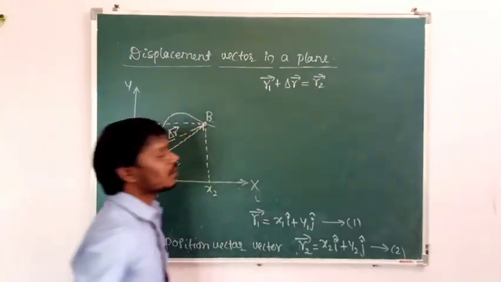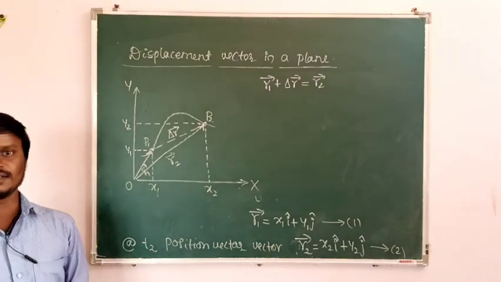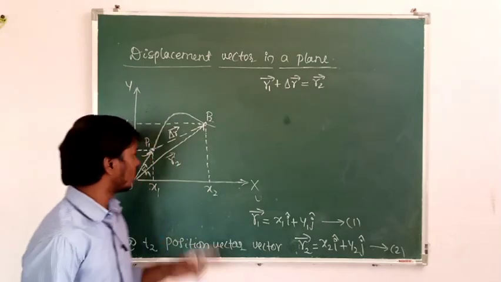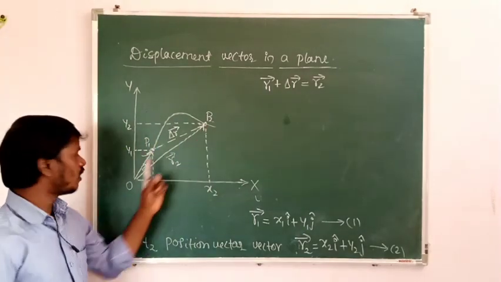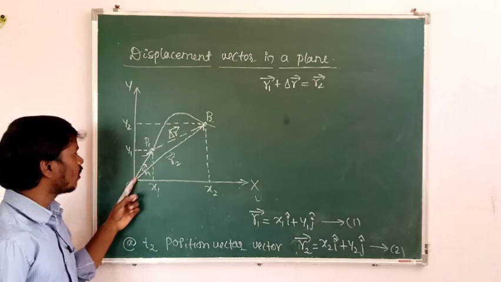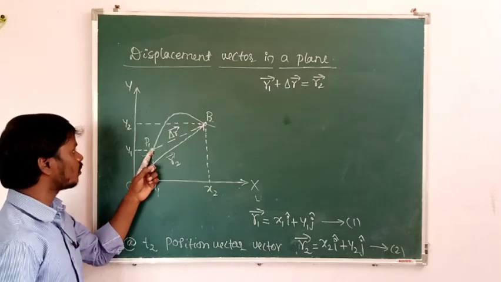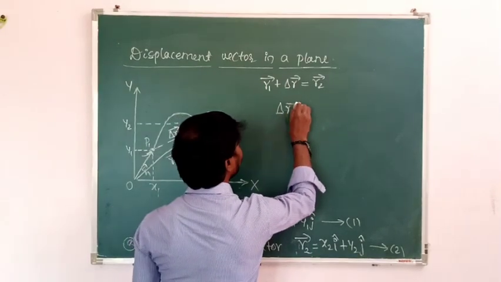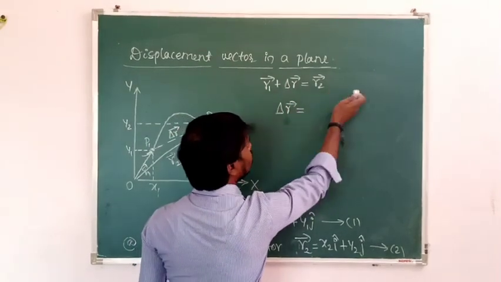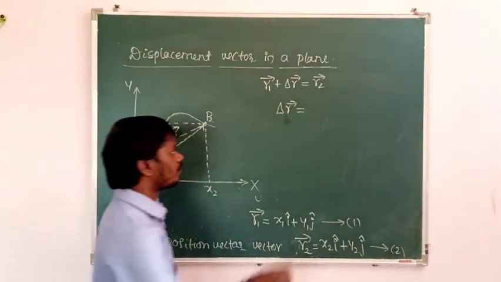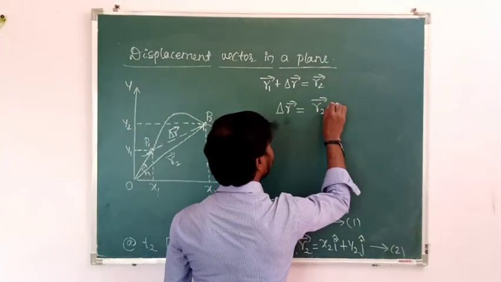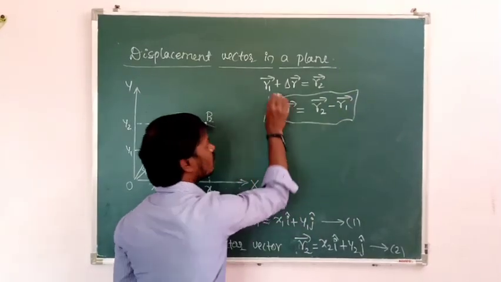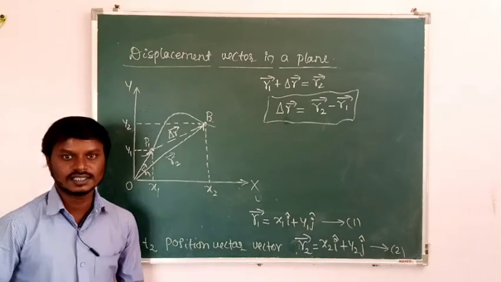So what do you mean by the displacement vector? It is the final position vector minus the initial position vector. The final position vector is r2, and the initial position vector is r1. Final position vector minus initial position vector gives the displacement vector. Then delta r is equal to r2, and I will take r1 to the right hand side, that becomes minus r1. So delta r equals r2 minus r1. This is the expression used to find the displacement vector in a plane.